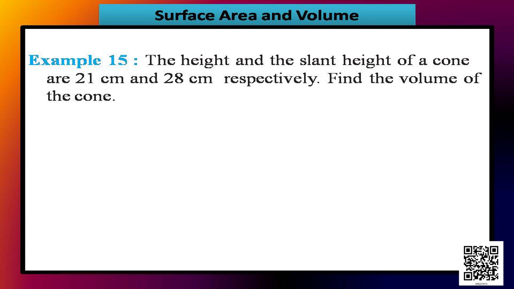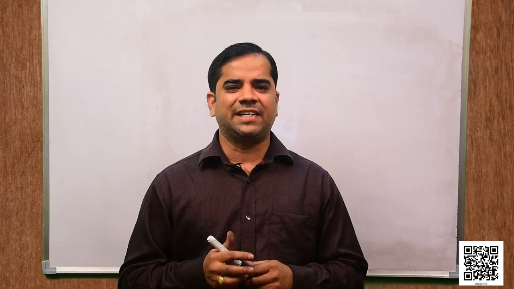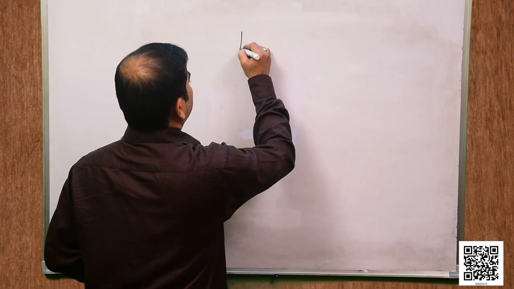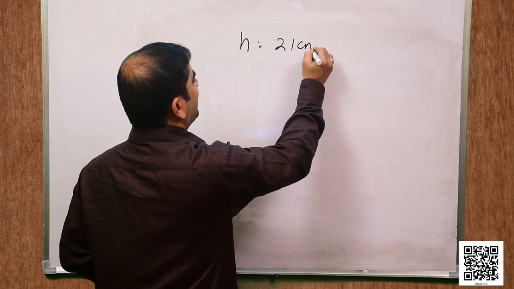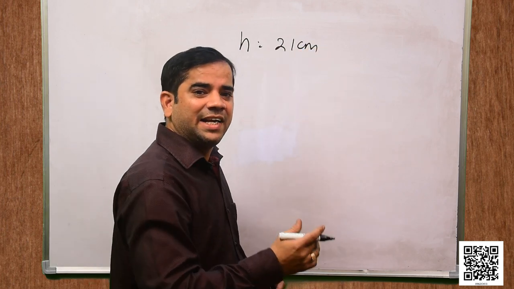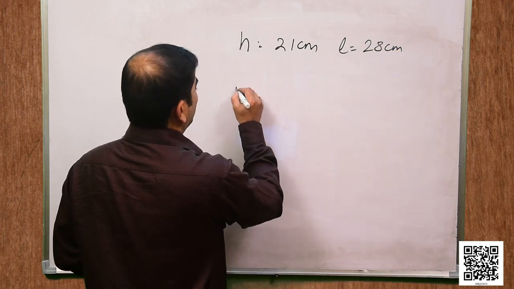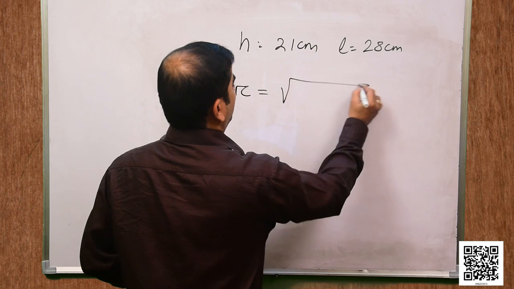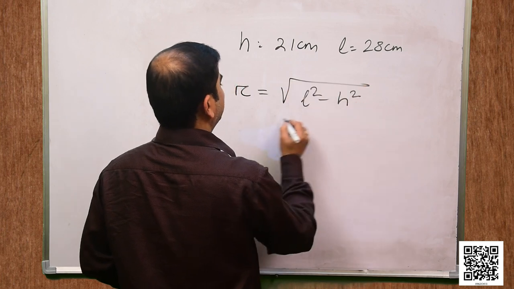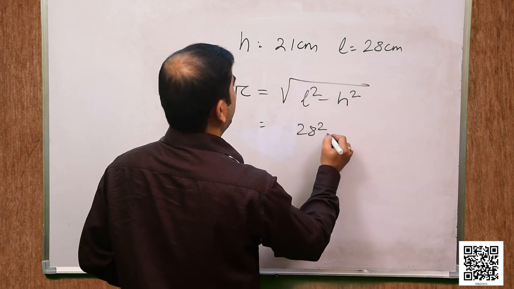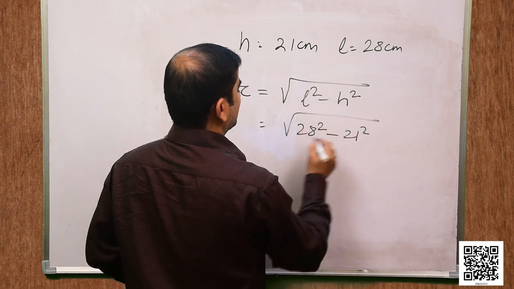Students, let us now discuss example 15. The height and the slant height of a cone are 21 cm and 28 cm respectively. Find the volume of the cone. Let us now discuss the solution. As per the given data, the height is 21 cm and the slant height is 28 cm. So, we know that r is equal to square root of l square minus h square, that is square root of 28 square minus 21 square.